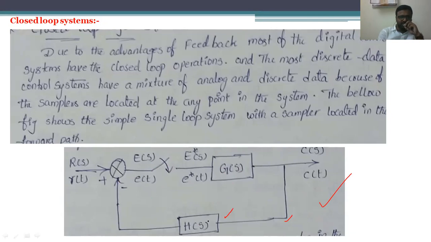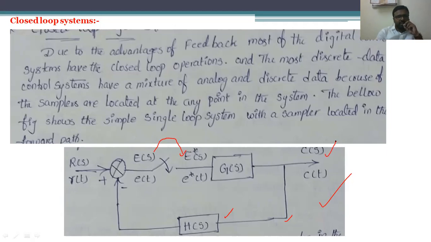Because this H of s is going to be connected as a feedback path to the input of the system. Here, G of s is a discrete system and H of s is also a discrete system, and R of s is the input of the system. E of s is the input which is given to the sampler. So this E of s is going to be converted into E star of s due to the synchronizing. Similarly, C of s is the output of the system.